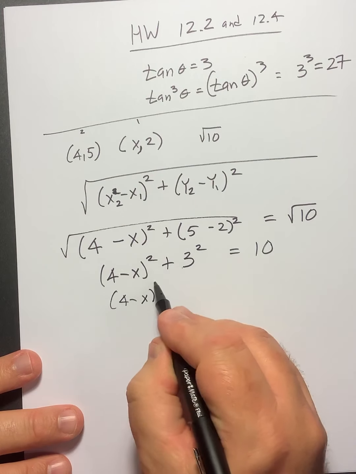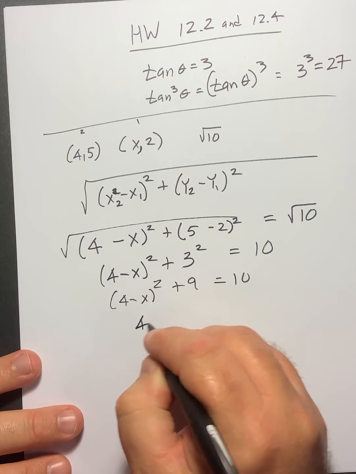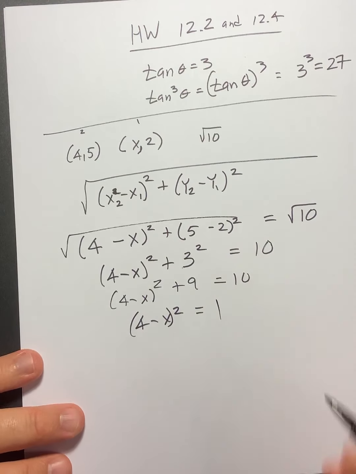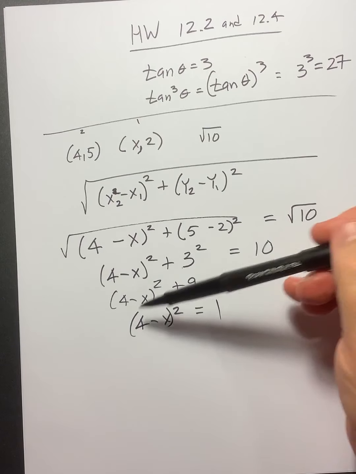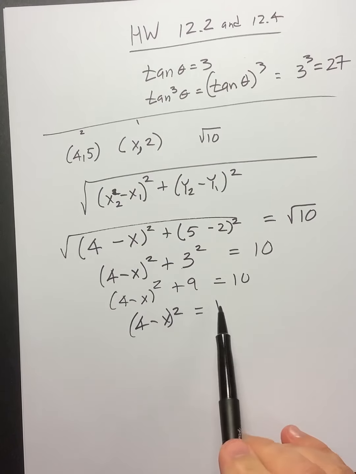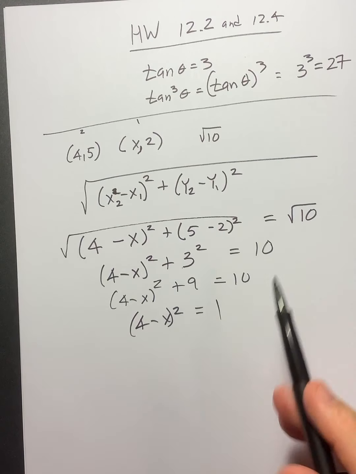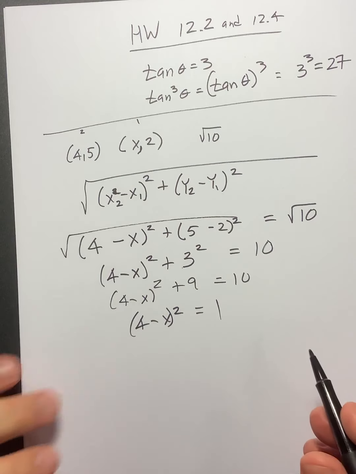Okay, we can keep going here. This is 9 equals 10. I can subtract 9 from both sides. And so now I get this. Okay, 4 minus x squared equals 1. Now we could do the binomial on this, but wait. This is pretty easy because we have this simple number over here. Can't I take the square root of both sides? You say. And I say to you, why, yes, you can. You can take the square root of both sides.